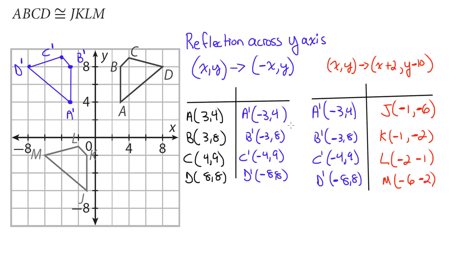So let's plot these points and see if we got it right. J is at negative 1, comma negative 6. That's right here. K should be at negative 1, comma negative 2. That's right there. L should be at negative 2, comma negative 1. So here's negative 2, comma negative 1. And M at negative 6, comma negative 2. So that's negative 6, negative 2. And we see that after the translation, we map perfectly onto JKLM.